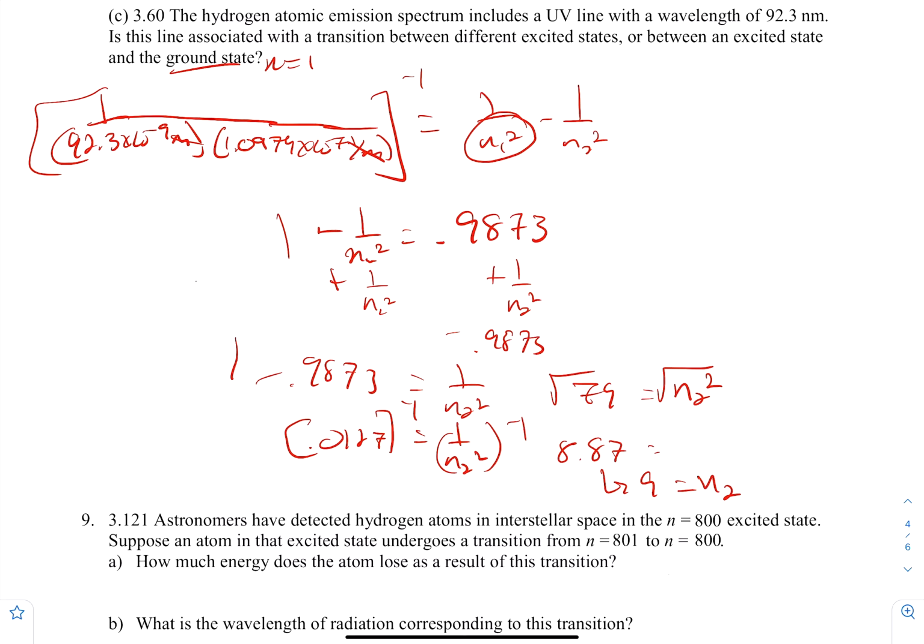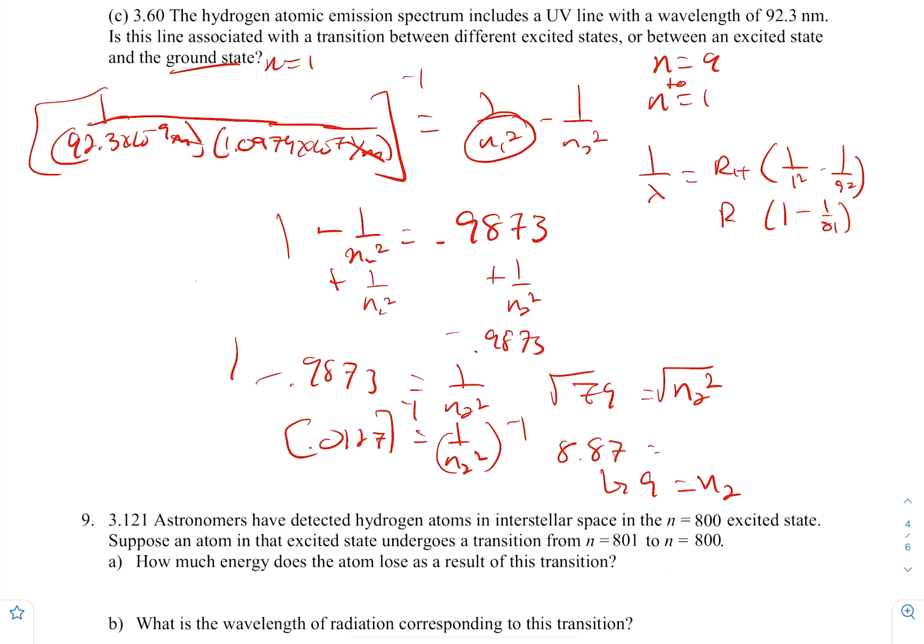So n2 equals 9. In theory, we think it's going to be from n equals 9 to n equals 1. That's what we think it is. But let's plug it back in and check. So I say, okay, 1 over wavelength. We're going to solve for wavelength this time. It is equal to Rydberg's constant times 1 over 1 squared minus 1 over 9 squared. That just becomes 1 minus 1 over 81 times Rydberg's constant is equal to 1 over lambda.